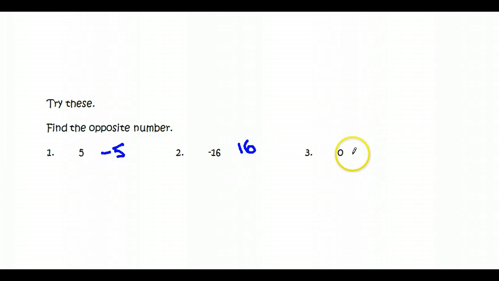Then we have this weird one again, the 0 guy. 0 is right there, I'm not going right or left, so the opposite of 0, I just write 0, just like the absolute value. All right, so be careful.